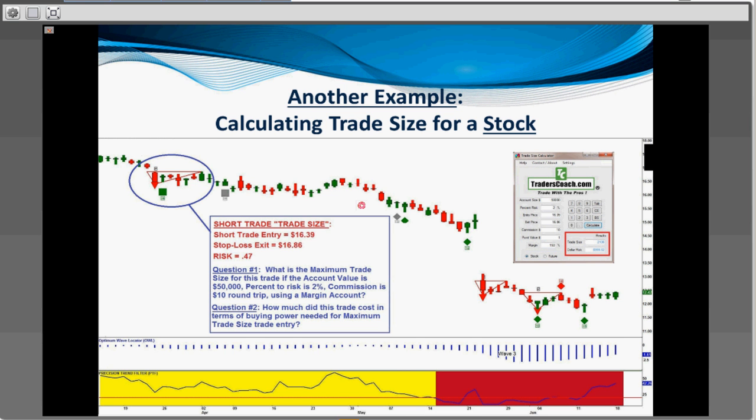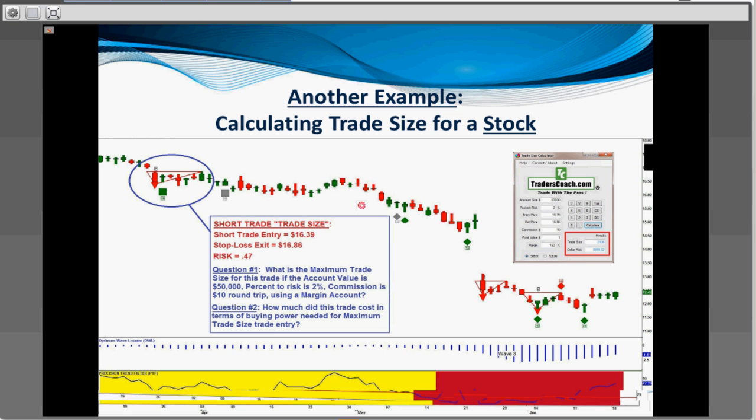All right, so this is actually 2 questions. First question is, what is the maximum trade size for this trade if the account value is $50,000? Percent to risk is 2%. Commission is $10, and it's a margin account. Well, you put those figures in the calculator, and then the second question is, how much did this trade cost in terms of buying power needed for maximum trade size entry?